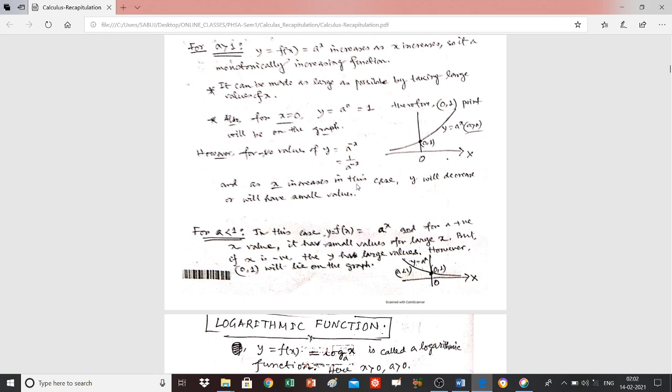So in this case, if x has a large value, then y should be increasing monotonically. That is presented here.